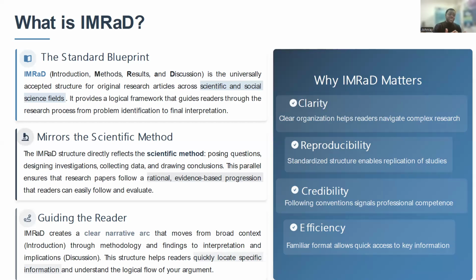And also, why it matters is that it gives you credibility. Anyone who uses this structure gains credibility. It means that you understand what you are doing. And also, it is very efficient. It makes you move much faster.